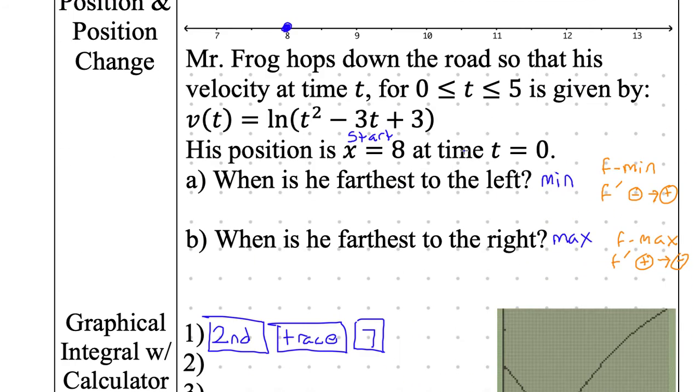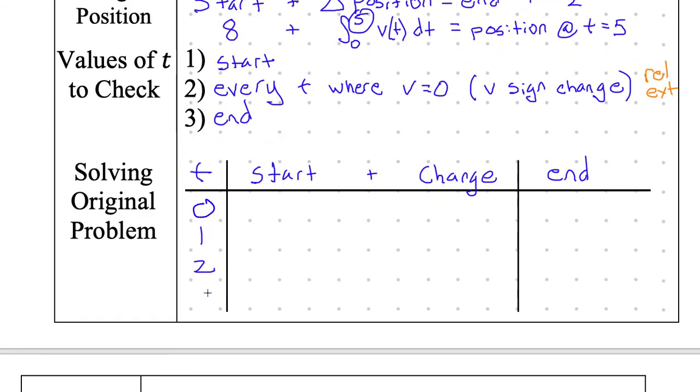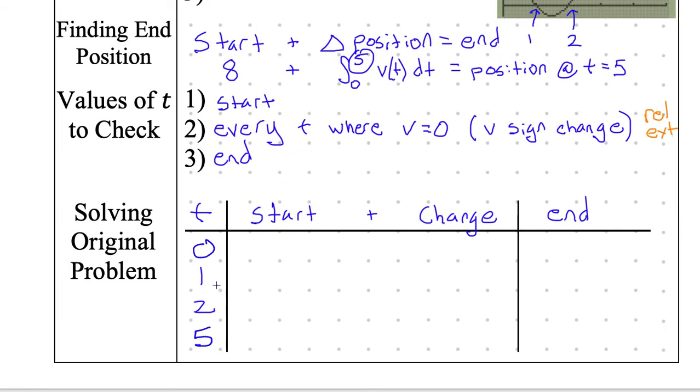It comes from right here, 0 and 5. Okay, every single time, where do we start? 8. We start at 8, every time. Our change is going to be different, though. This is going to be the integral. We always start at time equals 0. So it's going to be plus integral from 0 to something, plus integral from 0 to something, plus integral from 0 to something.